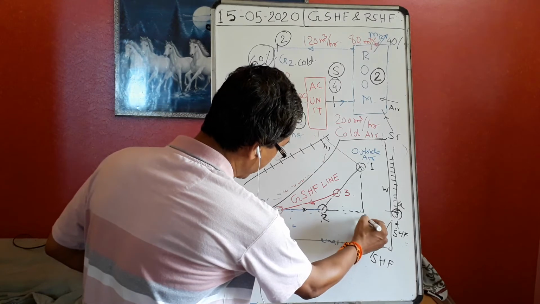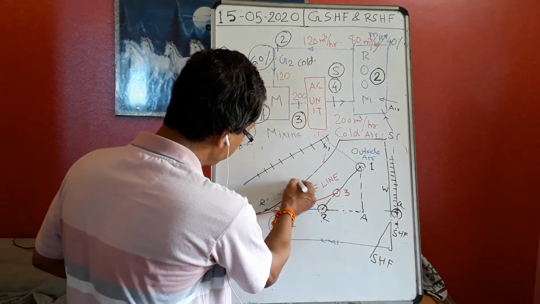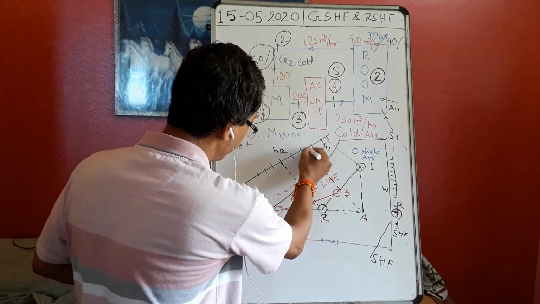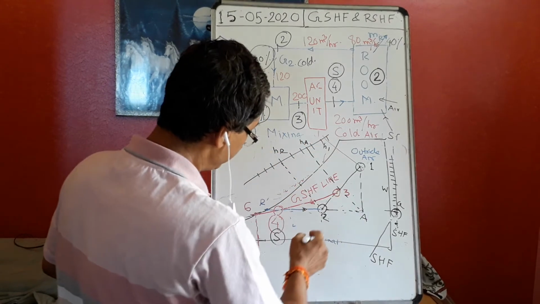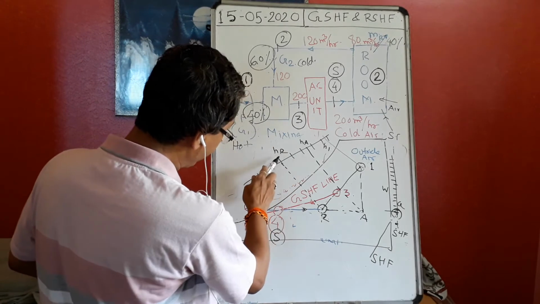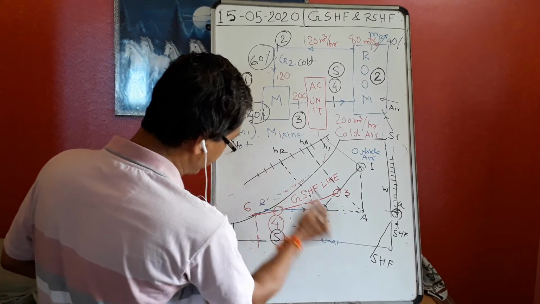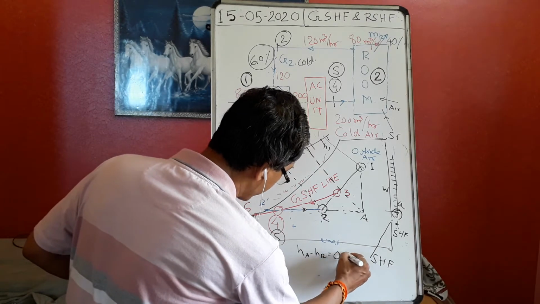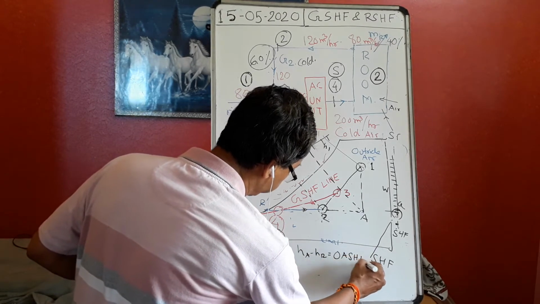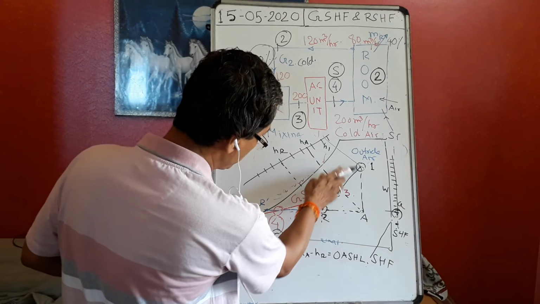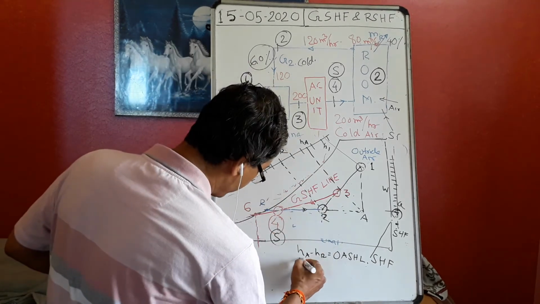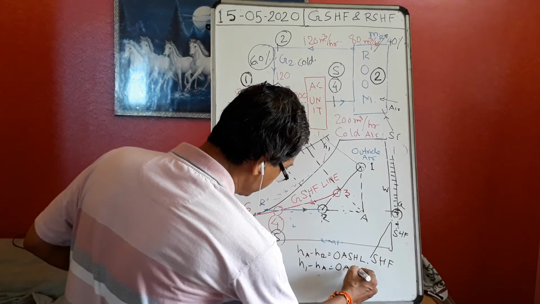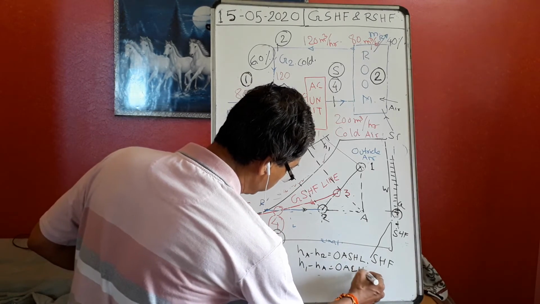Suppose this point is capital A, this point is HR, and this point is HA. Then what is HA minus HR? That is the outside air sensible heat load. What is H1 minus HA? H1 minus HA is equal to the outside air latent heat load.